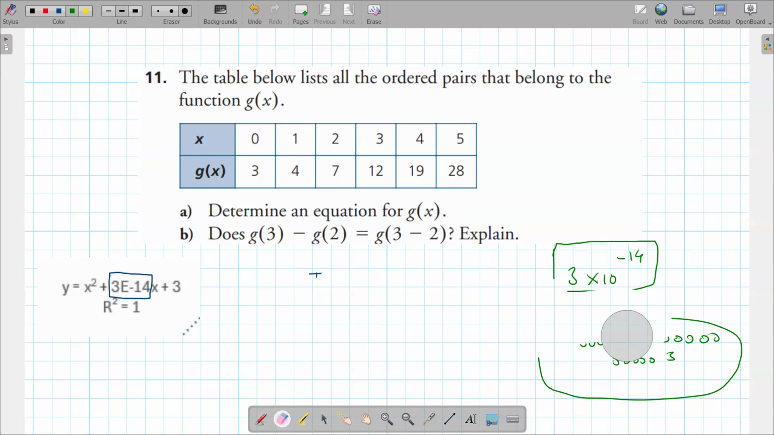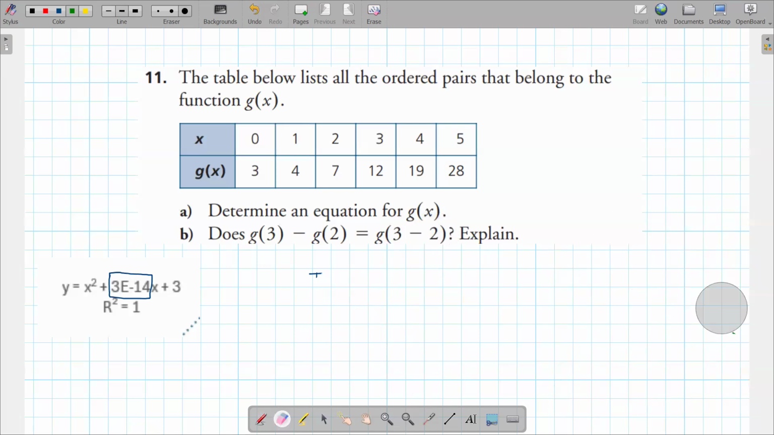It's basically negligible, and that's what we're going to do here as well. We're completely going to ignore that 3e to the negative 14. That's just something Excel fed us. So our actual equation is going to be y equals x squared plus 3. And you'll see that for every point, it works out nicely. Cool?